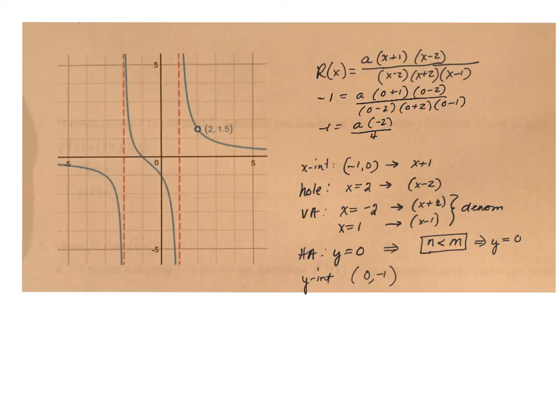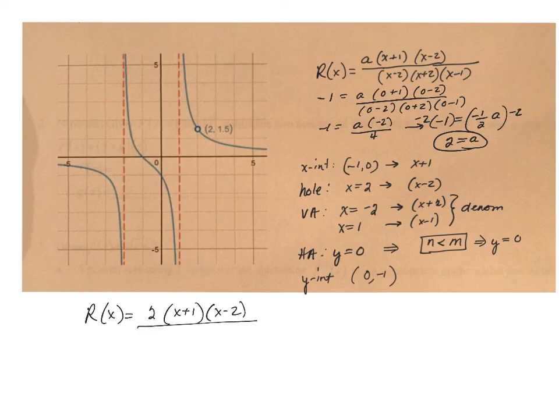So negative 2 over 4, so this is negative 1 equals negative 1/2 a. Multiply both sides by negative 2, and you'll get 2 is equal to a. So that's the final piece of the puzzle that I needed, which means that my rational function r of x is equal to 2 times (x plus 1) times (x minus 2) over (x minus 2) times (x plus 2) times (x minus 1).